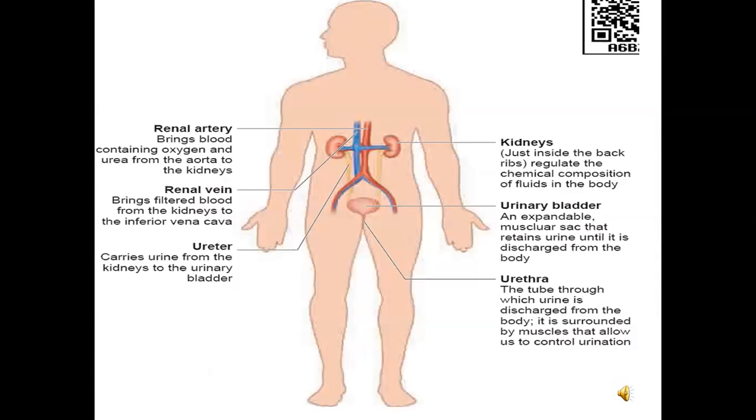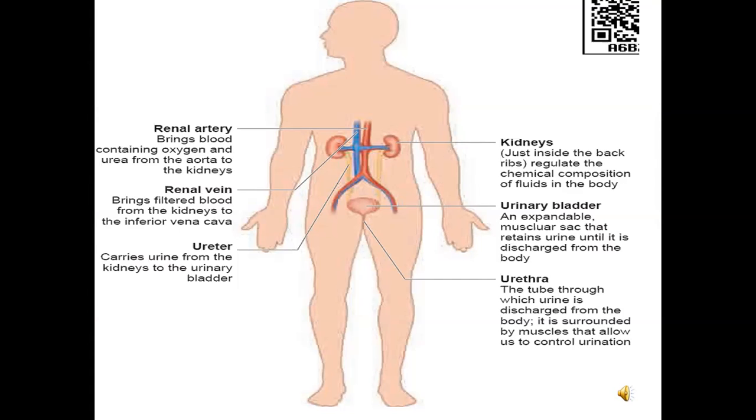The parts of the excretory system are renal artery, renal vein, ureter, kidneys, urinary bladder, urethra. Renal artery brings blood containing oxygen and urea from the aorta to the kidneys. Kidneys, just inside the back ribs, regulate the chemical composition of fluids in the body. Renal vein brings filtered blood from the kidneys to the inferior vena cava.